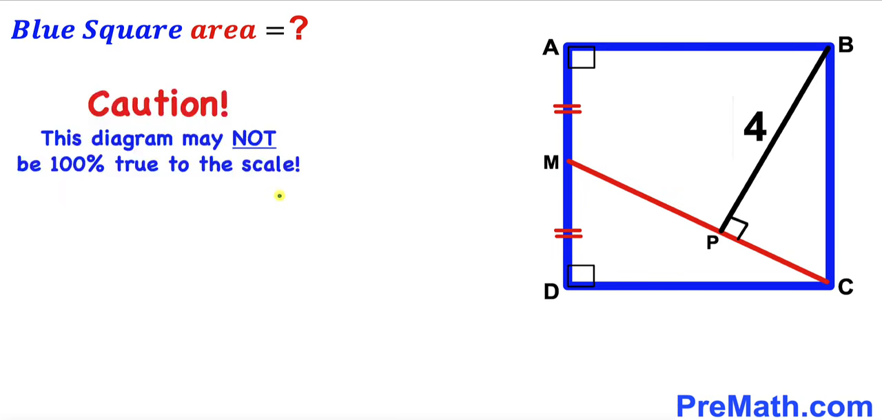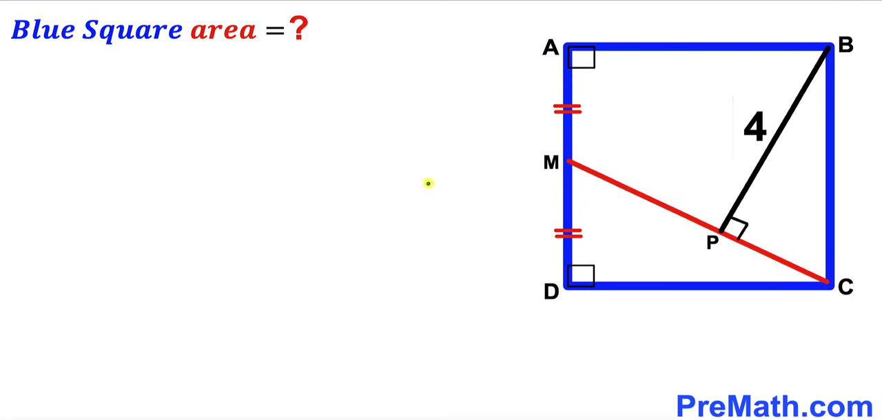Please keep in mind that this figure may not be 100% true to scale. Let's get started, and here's our very first step. We know that these two segments have the same length. Let's assume this segment has length x, then this segment is also length x. So the whole side length of this blue square is x plus x, which makes 2x. Since all side lengths of the square are equal, we have 2x, 2x, 2x, and 2x across the board.